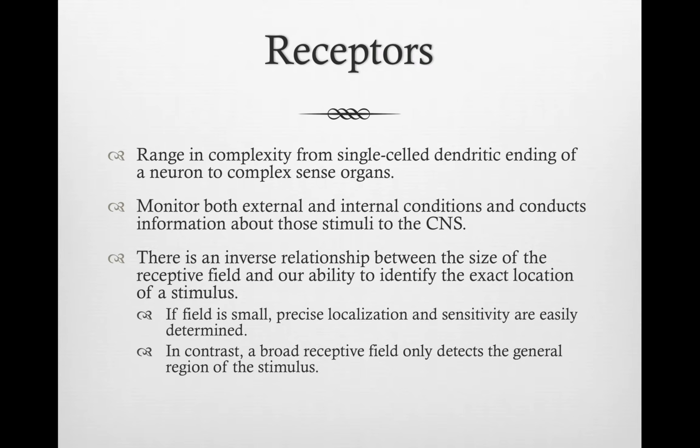And one of the ideas that we want to drive home about receptors is that there's an inverse relationship between the size of the receptive field and our ability to identify the exact location that stimulus came from. So if the receptive field is small, that means that precise localization and sensitivity are very easily determined. So the precision is great. If the field is small, the precision is great, and we can determine exactly where that sensation or that stimulus came from.